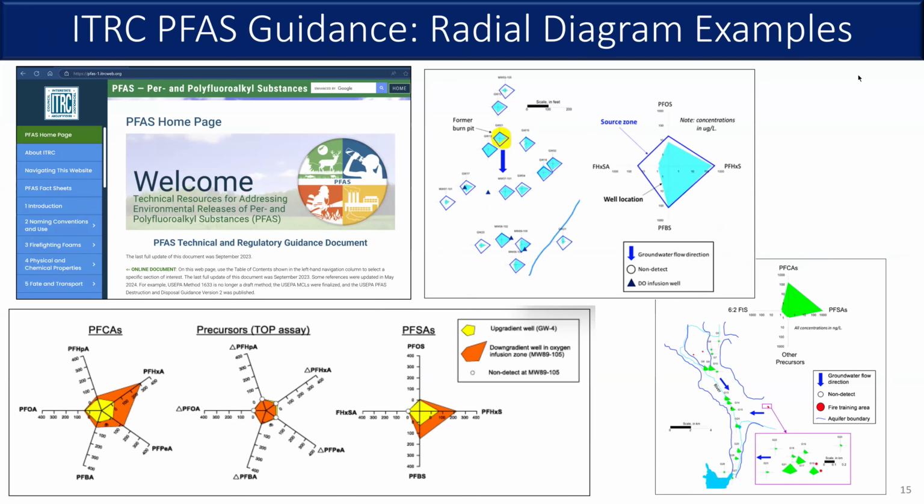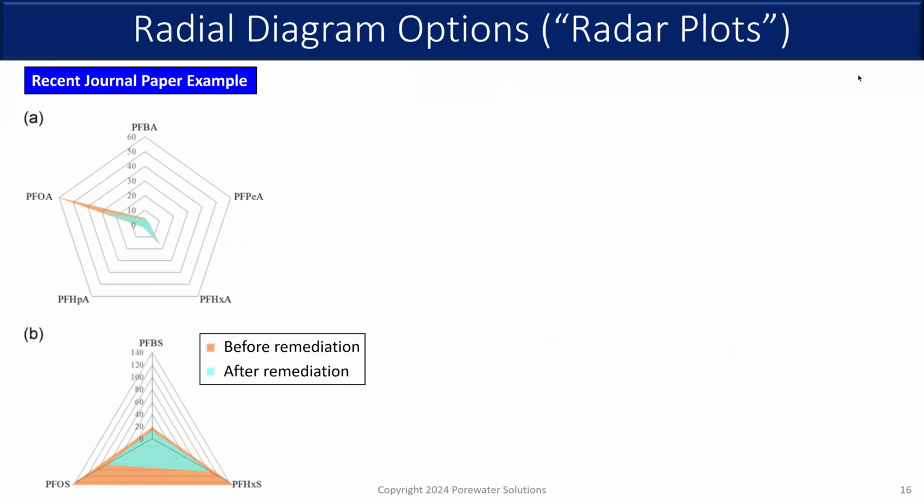And radial diagrams aren't new either. I mean, these have been around for decades, really, many decades. PFAS is a kind of a new application, just because there are so many different PFAS we have to look at. Radial diagrams just make it pretty simple to plot multiple chemicals on a single map. So I was involved back in 2017 to 2020 on the ITRC PFAS guidance team. And one of the things I contributed was some case studies looking at application of radial diagrams for characterizing PFAS sites. Just to show you an example, this is a recent journal paper from 2023.